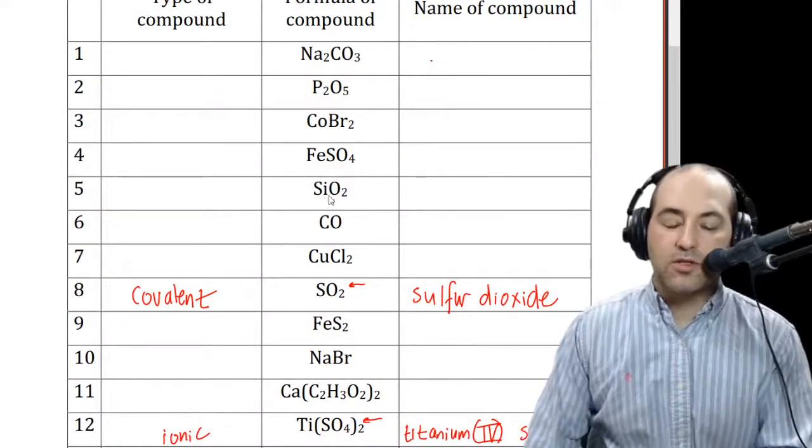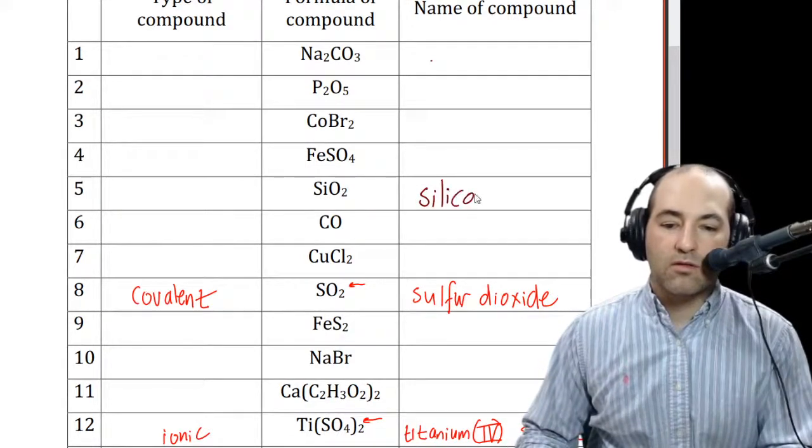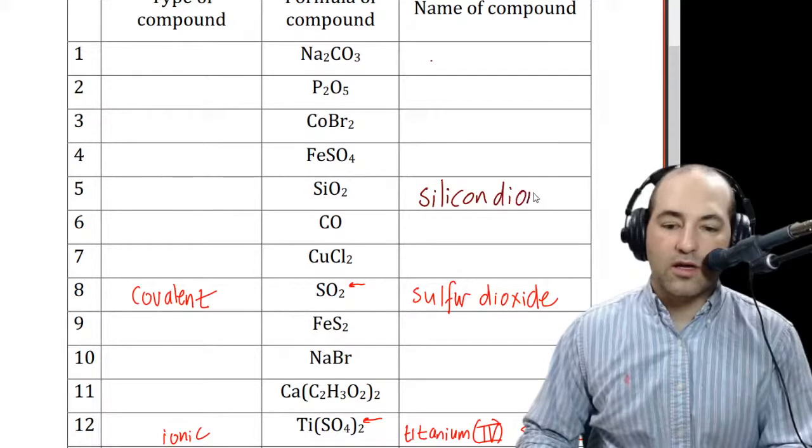So let's do this one. This one we consider covalent, which means that its name is silicon dioxide.